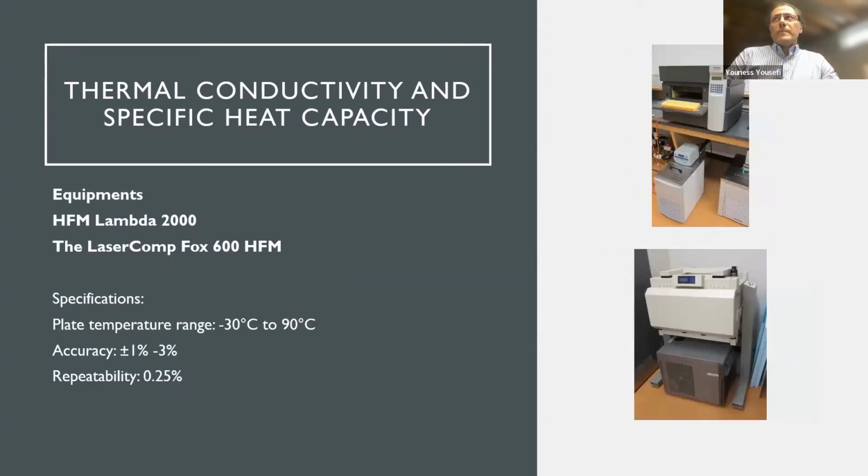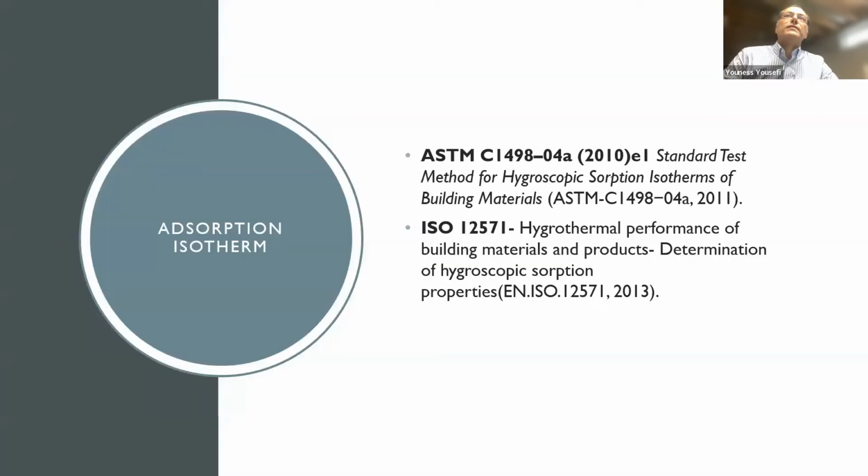So we used the heat flow meter method, using the heat flow meter apparatus at the BCIT material lab, and all the heat capacity and thermal conductivity were done using these 2 methods and 2 pieces of equipment.